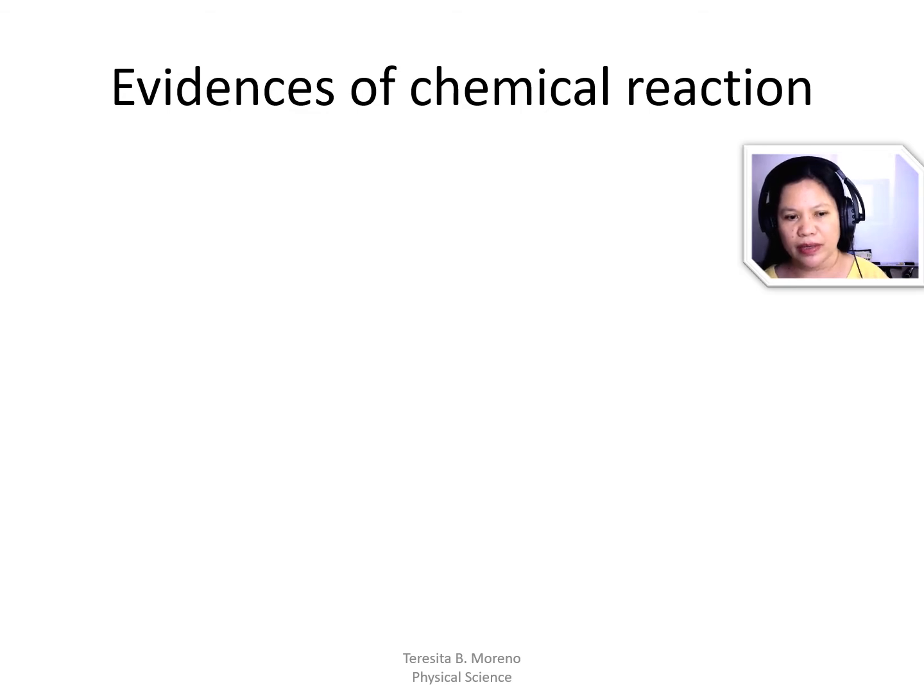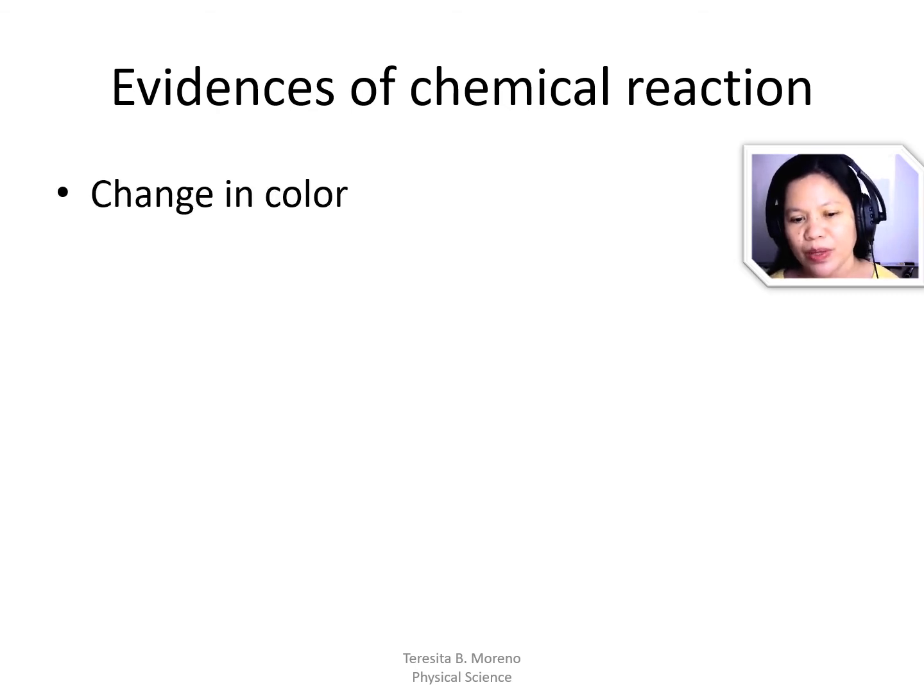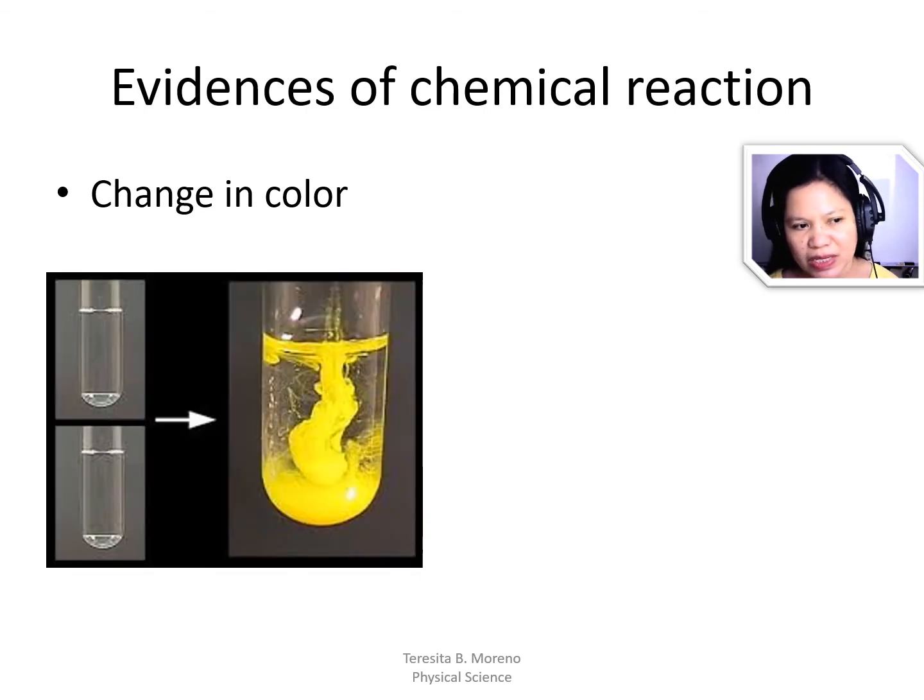So there are evidences of chemical reaction. How can we tell that there is a chemical reaction? I've been mentioning before that there are some indicators or proof or evidences that there is a chemical reaction. First, when there is a change in color. Just like this example, you have clear water, and when you add some substance to it, it changes its color. So therefore, there is a chemical change.